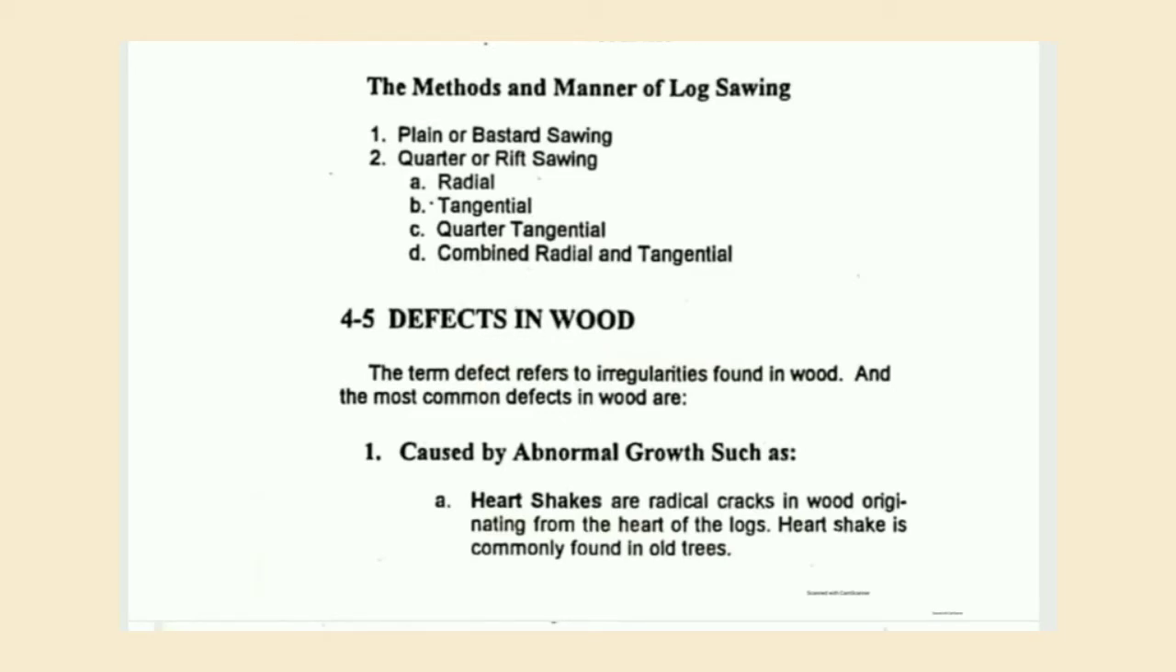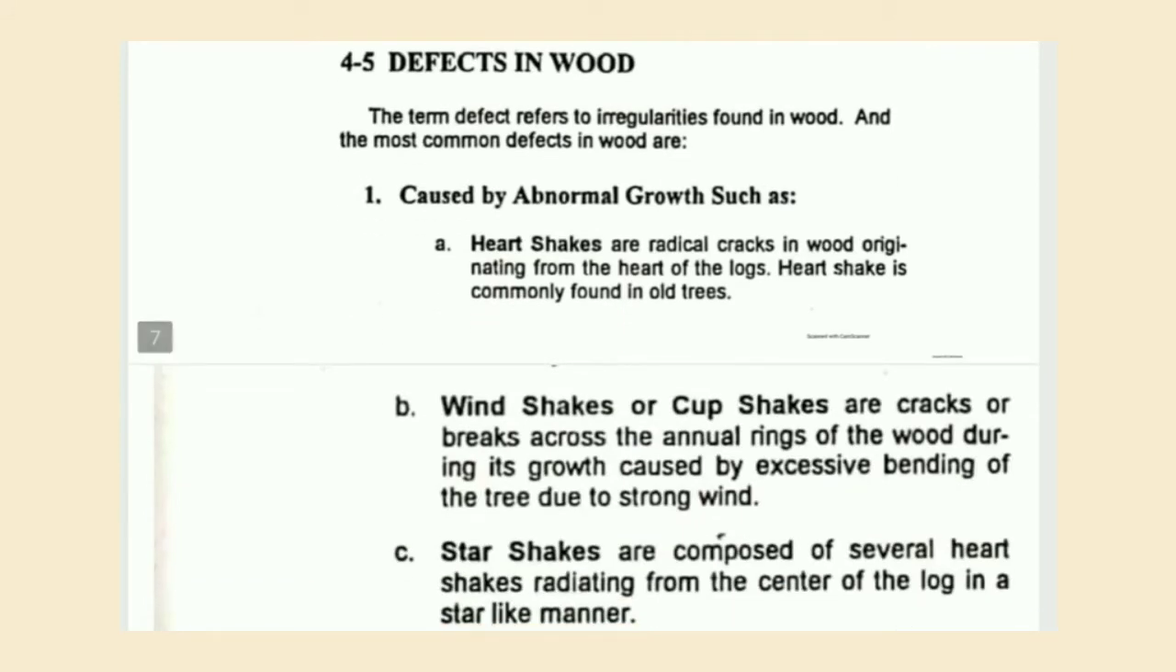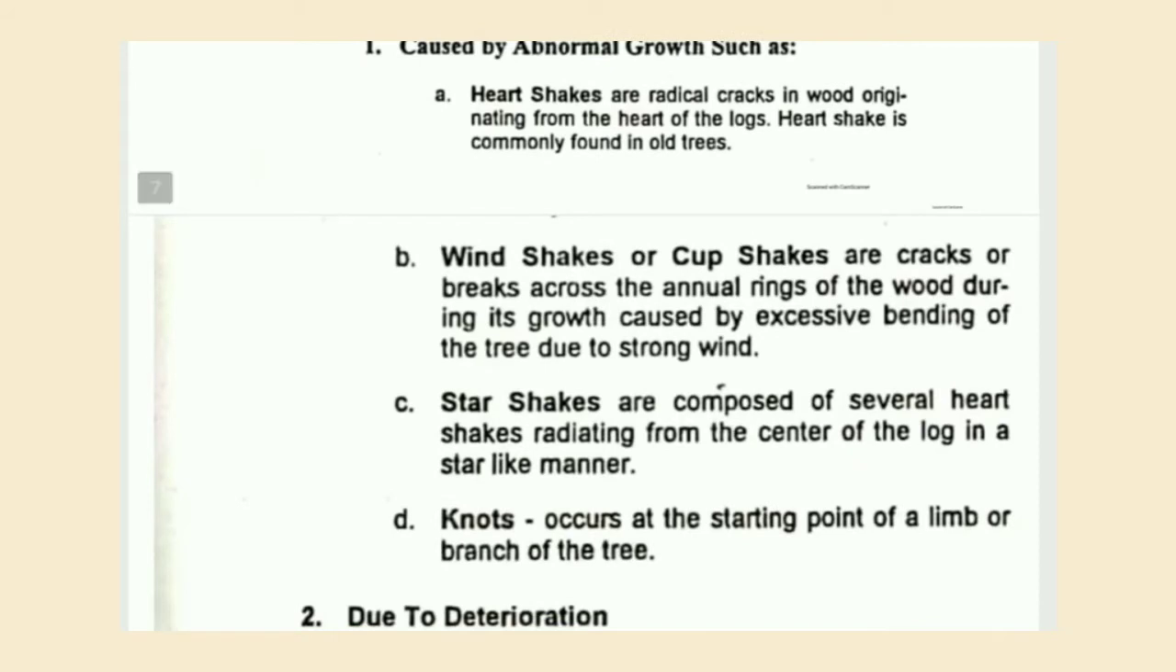Next are the defects in woods. The term defects refers to the irregularities found in wood. First are those caused by abnormal growth, such as heart shakes. Heart shakes are radial cracks in wood originating from the heart of the logs. Heart shake is commonly found in old trees.